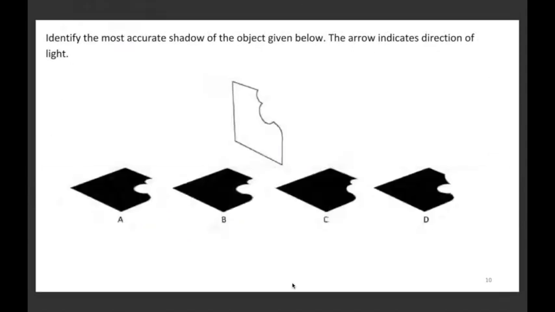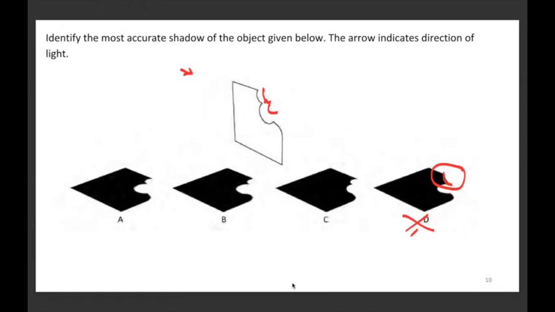Identify the most accurate shadow of the object given below. The arrow indicates the direction of the light. The arrow actually should be somewhere like this. Now here in this case, when you compare all the options together, there will be one thing peculiar about option D: there is only one edge here, whereas here there are 2 edges, one and then the other one. Also, this part is a little bit problematic, so D is wrong.